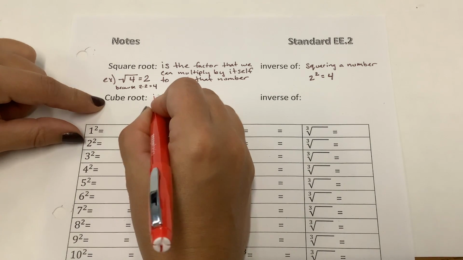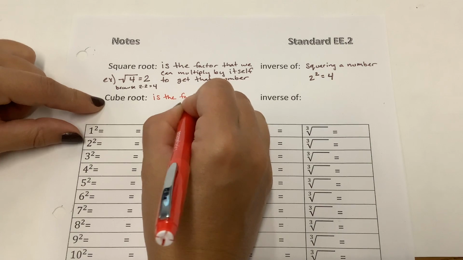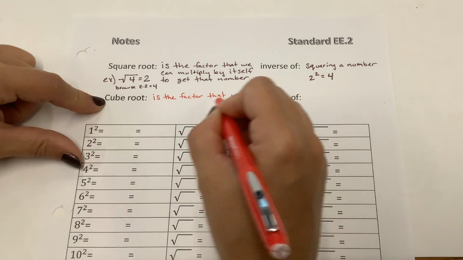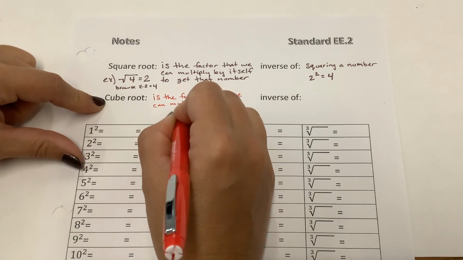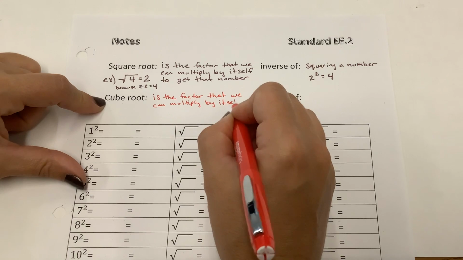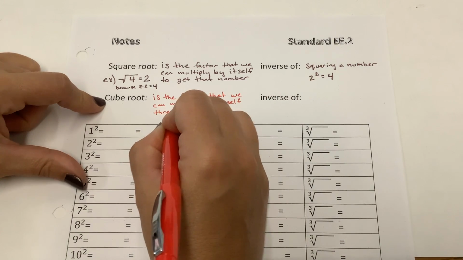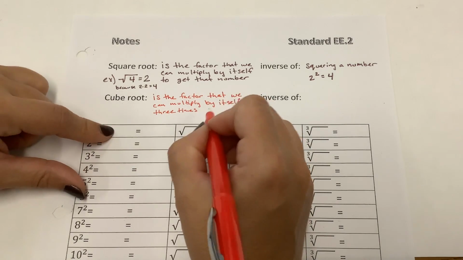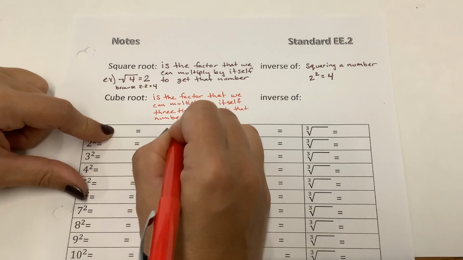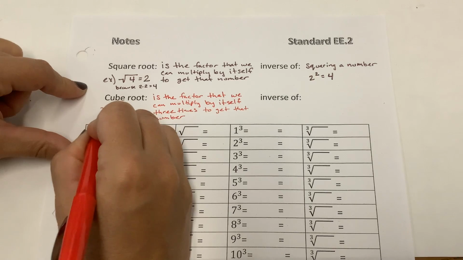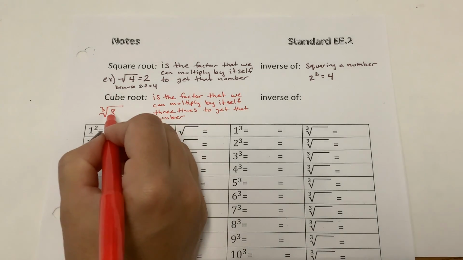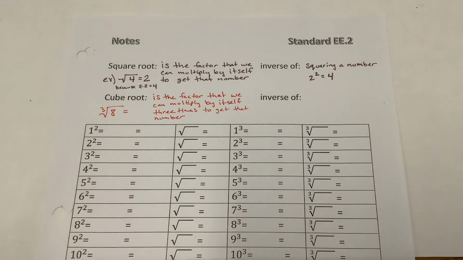Okay, so a cube root is the factor that we can multiply by itself 3 times to get that number. For example, the cube root of 8. So what number times itself 3 times will give you 8?